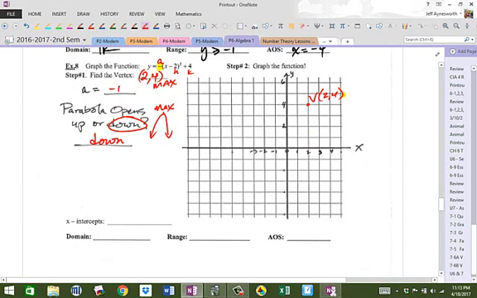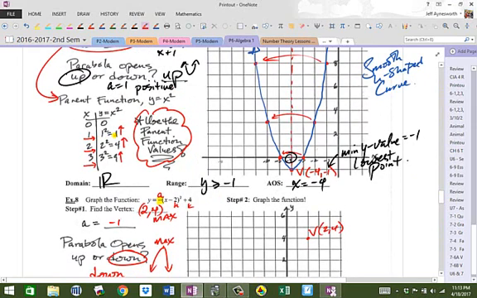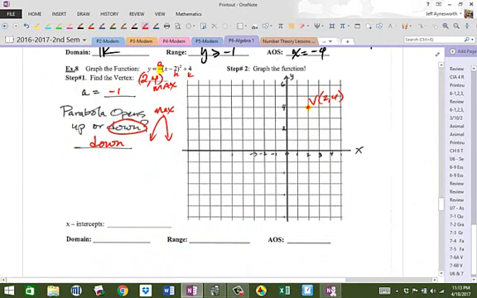And then we're going to use the parent values. Okay, so instead of going right 1, up 1, I'm going to go right 1, down 1. Instead of going right 2, up 4, I'm going to go down 4. Instead of right 3, up 9, I'm going to go down 9. Okay, so from here, put your pencil at the vertex and go right 1, down 1.